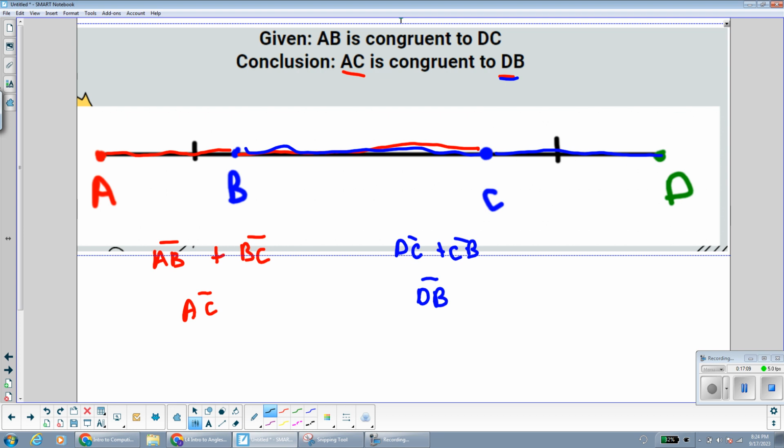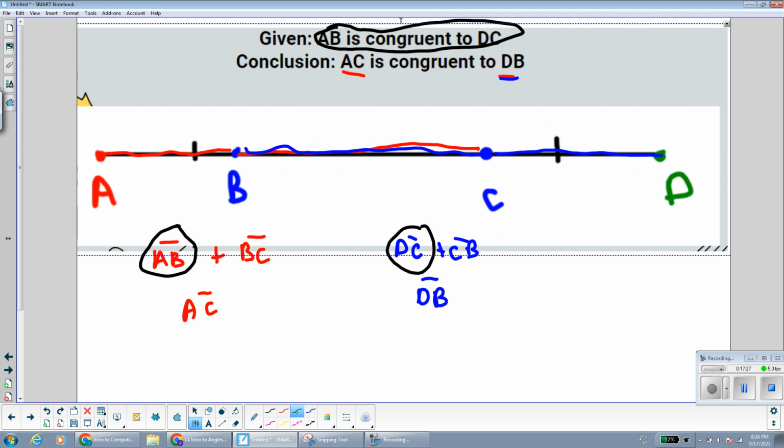Notice the two line segments that we're starting with, AB and DC, are congruent to each other. And we know for sure that they're congruent to each other because that was the given information that we started with, the information that was marked in the diagram.